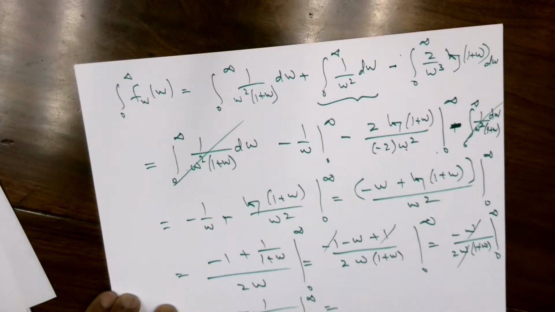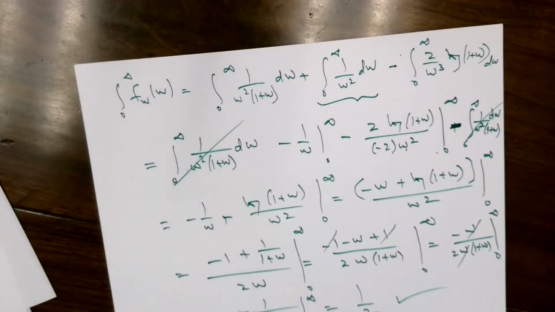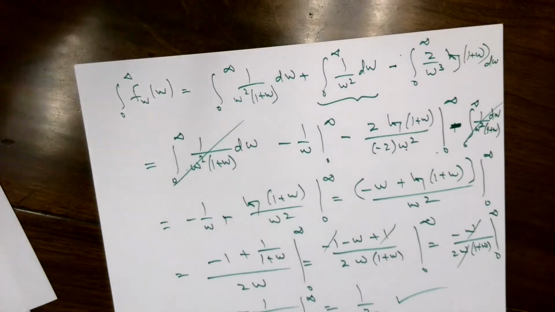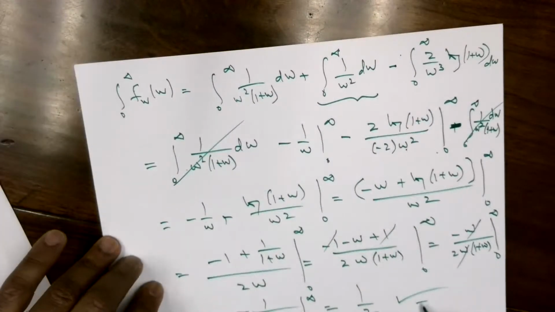When you put in the top limit, this goes to 0, and minus minus goes away. There is a 2 here. When you put in the bottom limit, you get a half. So the area under the first half is 1 half. The area under the other half is exactly the same, a half, and so the whole area turns out to be 1.